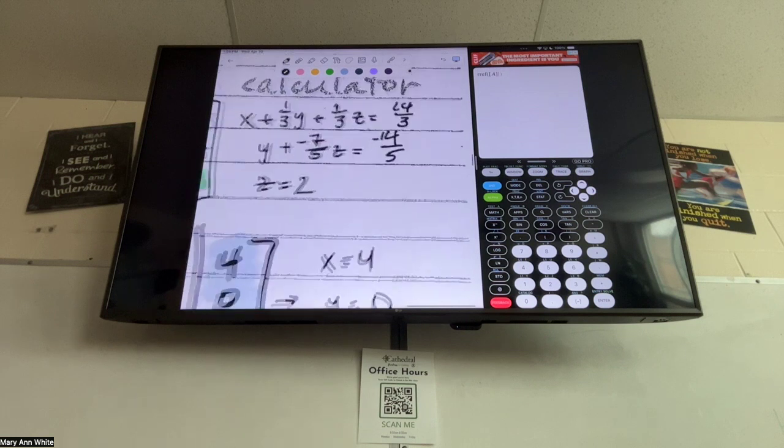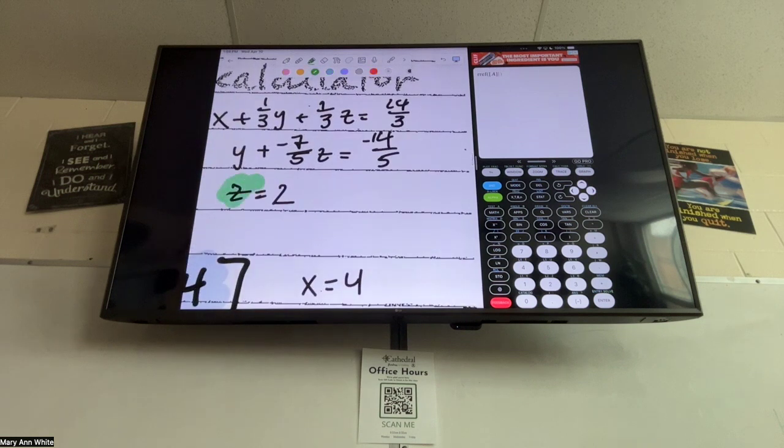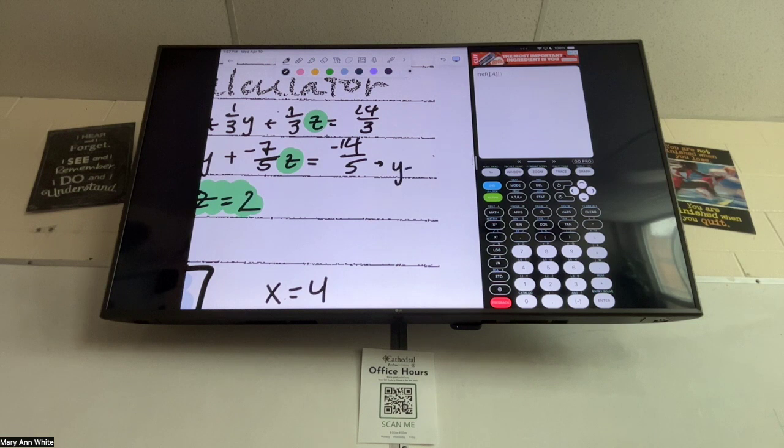So if I know that Z equals 2, I'm gonna replace Z in both of those equations with 2. Now, if I do that Y one, that's gonna be pretty easy: Y plus -7 fifths times 2 is equal to -14 fifths. Okay, I just ran out of room, that's on me. I can solve for Y pretty easily.